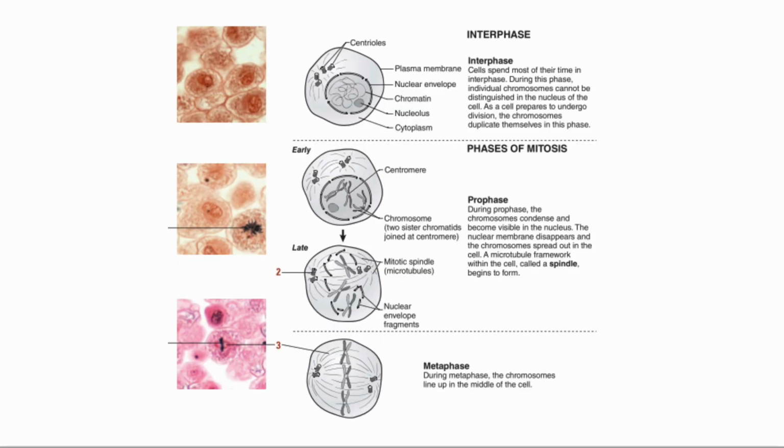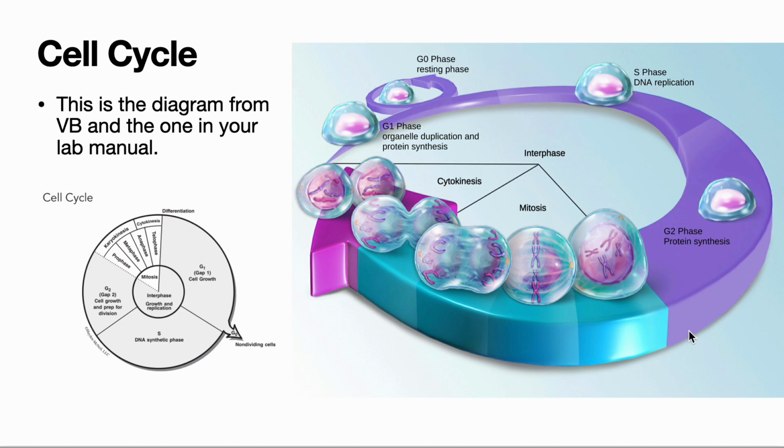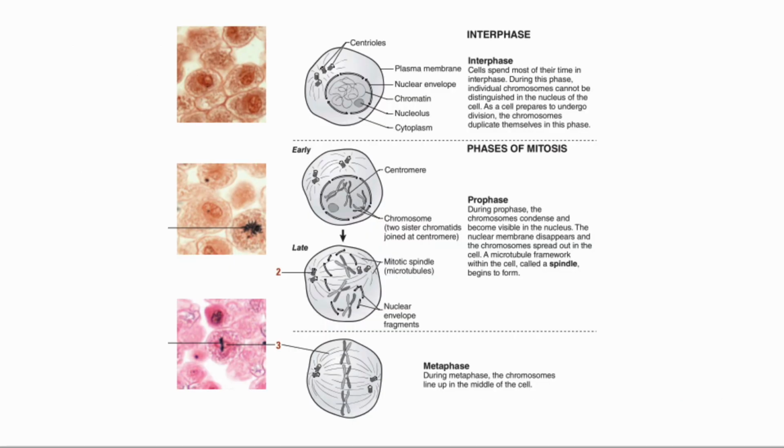Okay, for our M phase, so let's just go back here. Here's M phase right here in our cell cycle diagrams. Now, what we needed to look at in the lab was what those cells looked like under the microscope and be able to recognize them.